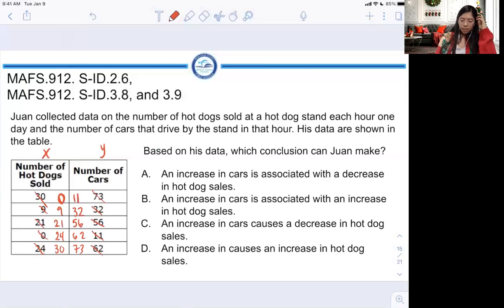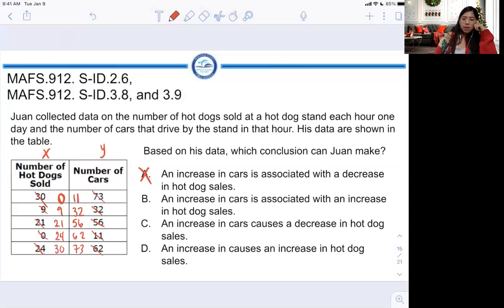And now let's read our answer choices. An increase in cars is associated with a decrease in hot dog sales. What do we think? Yes or no? When the cars increase, as you add more cars, does the number of hot dogs go up or down? It goes up. Good, Emily, Jalen, good job. So this is false. That's not true. An increase in cars is associated with an increase in hot dog sales. Okay, that's what you guys just said, so I'm going to keep that one there.